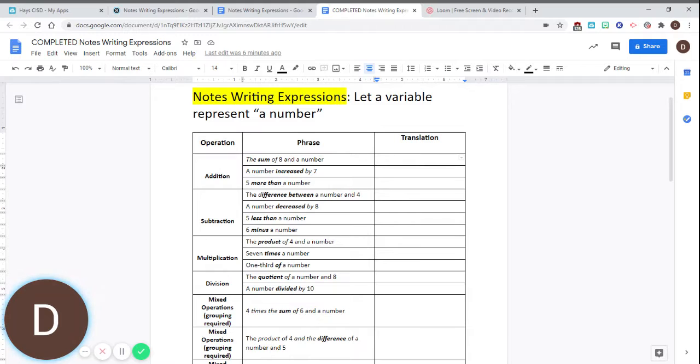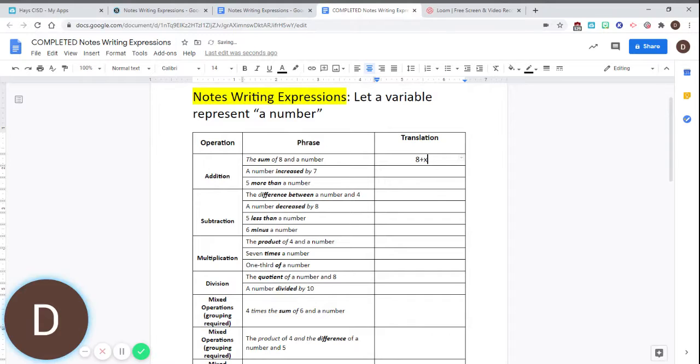You have addition, so you need to add. When you see phrases like these first three here, like the sum of 8 and a number, how would we translate that? What would that look like algebraically speaking? We know sum is a key word for adding. So the sum of 8 and a number, we could write that like the following: the sum of 8 plus, I'm just using my keyboard here, a number.